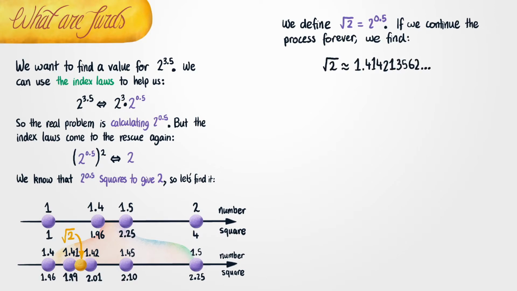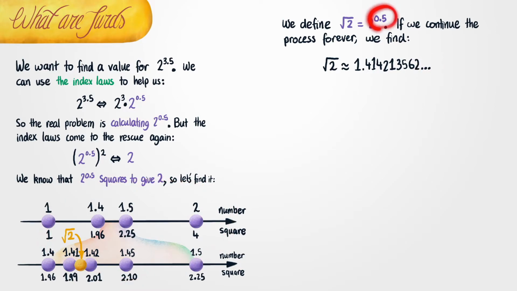So we're going to define the square root of 2 as 2 to the power of 0.5. And if we continued this process for a whole afternoon, then eventually we would get this number over here. The square root of 2 is approximately equal to 1.414213562, and so on. Now this "and so on" business over here just tells us that we could continue this process down here to get even more digits if we were so inclined.